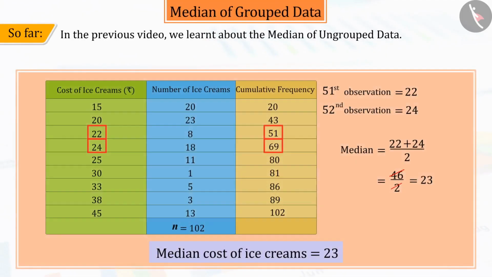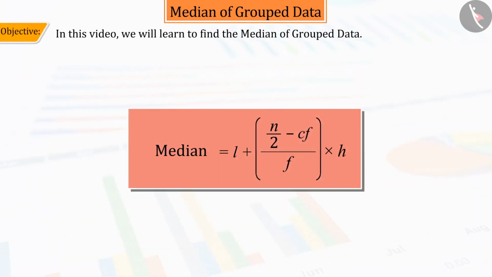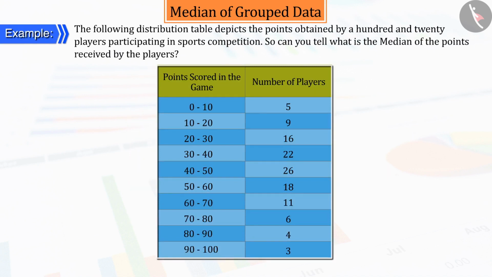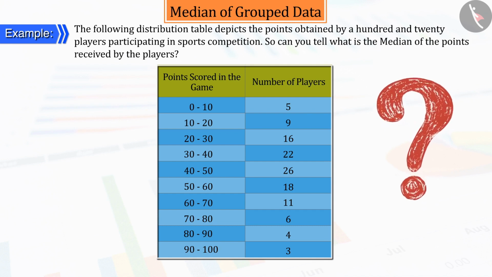In the previous video, we learned about the median of ungrouped data. Today in this video, we will learn to find the median of grouped data. The following distribution table depicts the points obtained by 120 players participating in a sports competition. So, can you tell what is the median of the points received by the players?